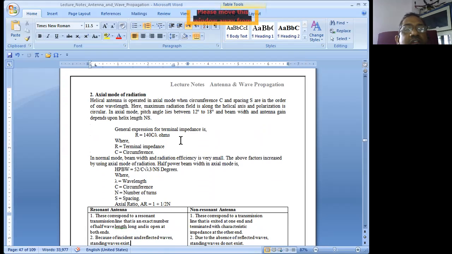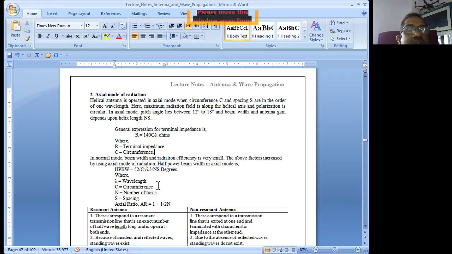The general expression for terminal impedance here is 140 C by lambda, where C is the circumference of the helical antenna and lambda is the wavelength of the wave that we transmit. One more formula we have to remember; the derivation is not in the syllabus, just remember the formula. The half-power beam width is equal to 52 by C times the square root of lambda cubed by n into s.